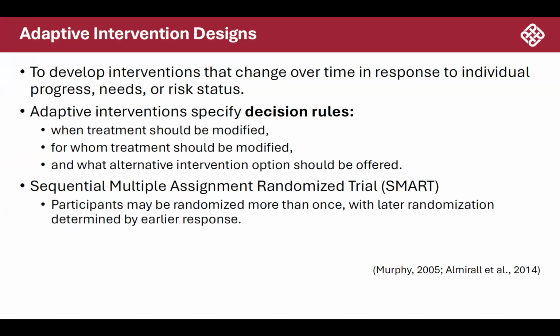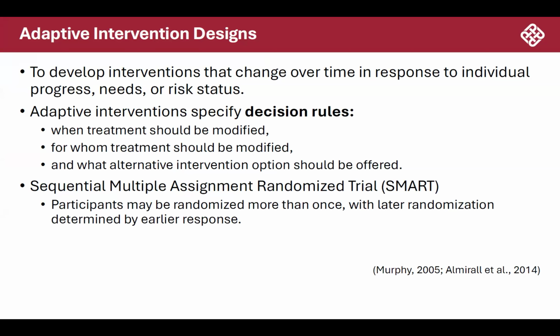Actually, the traditional psychosocial interventions are often static and one size fits all, but the caregiving for dementia is dynamic and the needs of the caregivers change over time. So adaptive interventions are designed to specify when treatment should be modified, for whom, and what alternatives should be offered for the family caregivers.